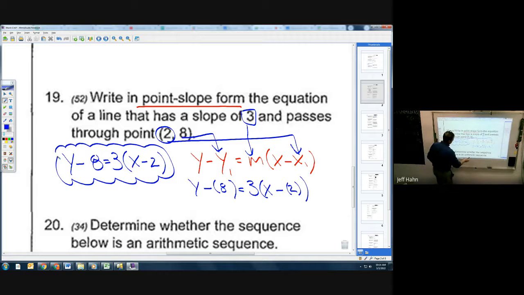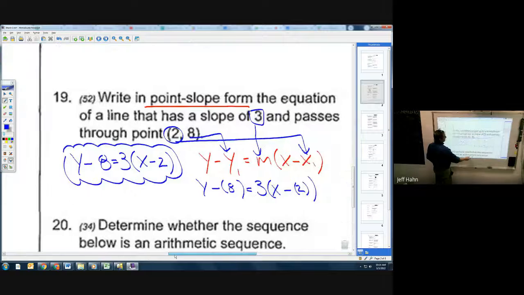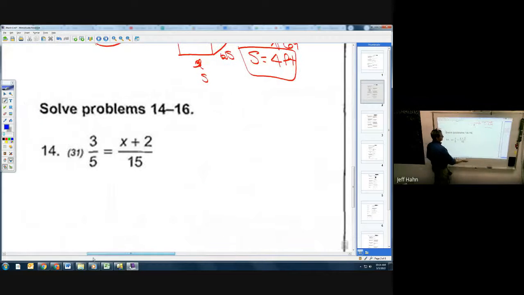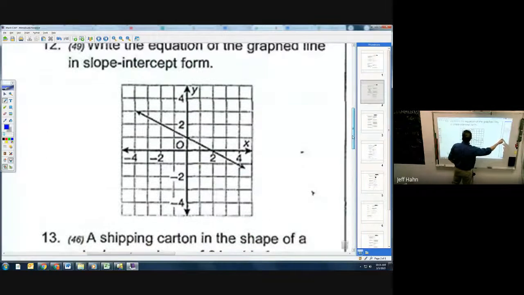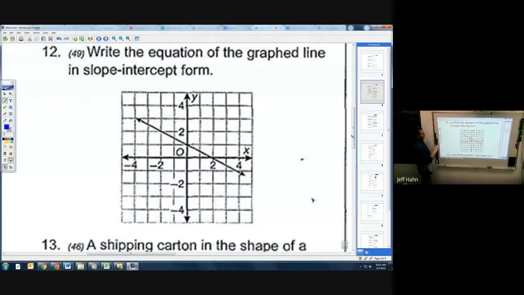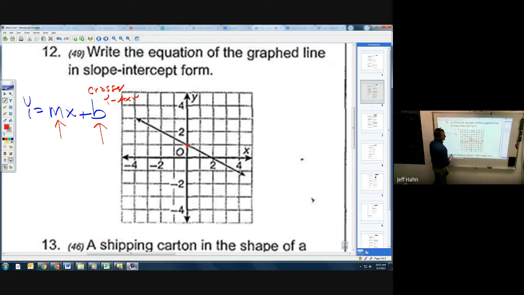Now we're going to do number 12 because it's along the same line. So you don't graph anything? No, does it say to graph? Nope. No graphing involved. 12 says write the equation of the graphed line in slope-intercept form. Well, that was point-slope form. Slope-intercept form is y equals mx plus b. Standard form is ax plus by equals c, but I don't think they asked for standard. You just need to figure out what the slope of that line is and the letter b, where it crosses the y-axis. That's probably the easiest thing. What is this point right here? 1. That's where it crosses the y-axis. So you put the plus 1 there.